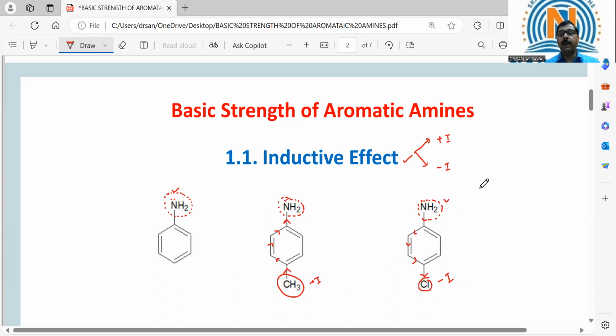So now we can say basic strength is directly proportional to plus I effect and it is inversely proportional to minus I effect. If you want to compare these compounds in decreasing order of their basic strength, this is the most basic. After that, we have aniline, second, and parachloroaniline, the least basic amongst these.